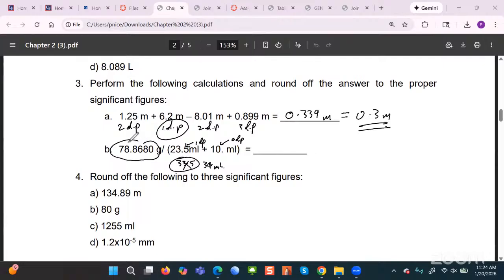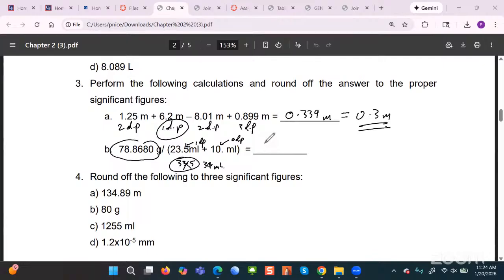So now we're going to divide this number by 34, right? And remember, the rules for division is what? When you're rounding off, you round off to the lowest number of significant figures, right? So here we have 34, which is two significant figures. Here we have 78.860680, I'm sorry. So that will be 6 significant figures. So whatever we get here, we have to round off to 2 significant figures, right?